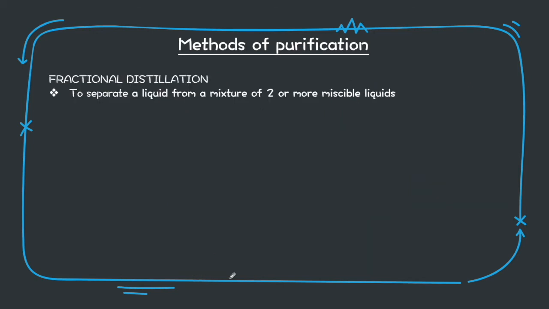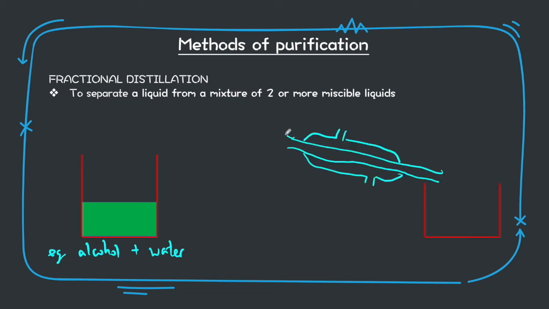And then the fourth one here is fractional distillation. This is what you have seen before. It is mainly to separate solution containing 2 or more miscible liquids. For example, here, if I have a yellow solution and a blue solution, they are going to mix to become a green solution. For example, alcohol and water.